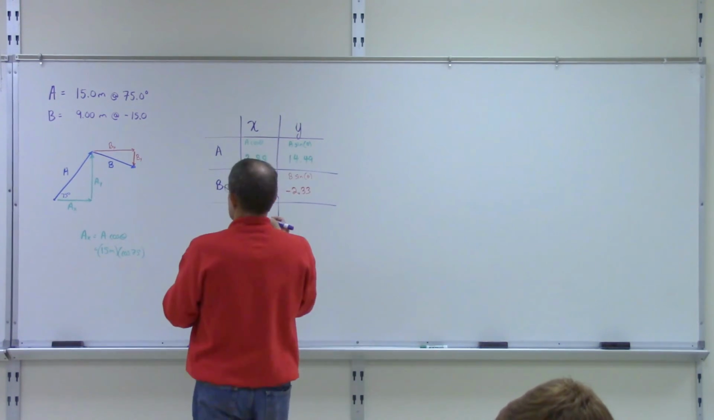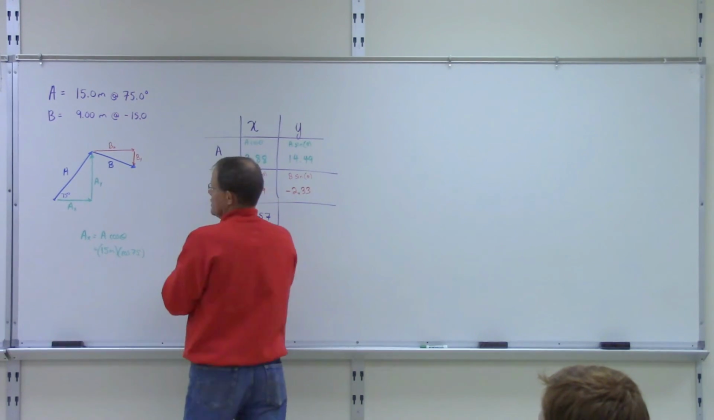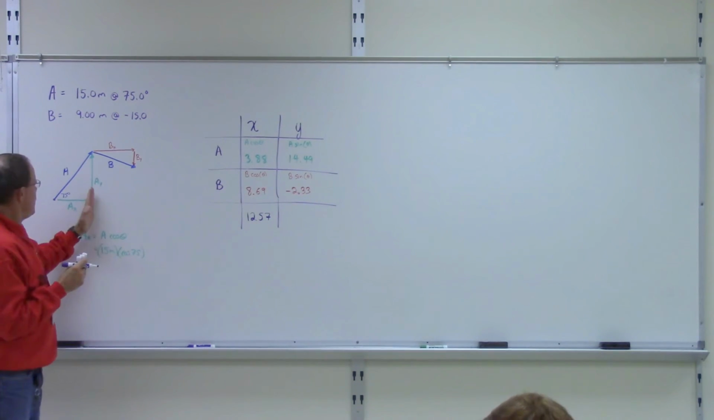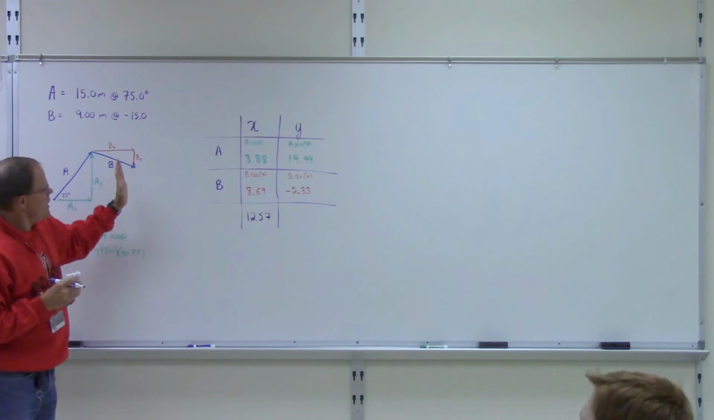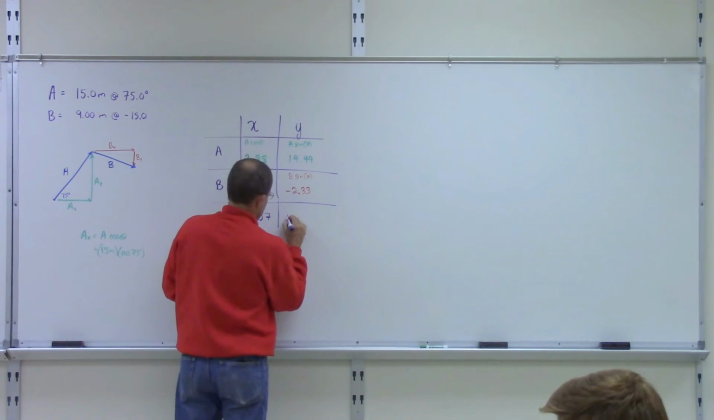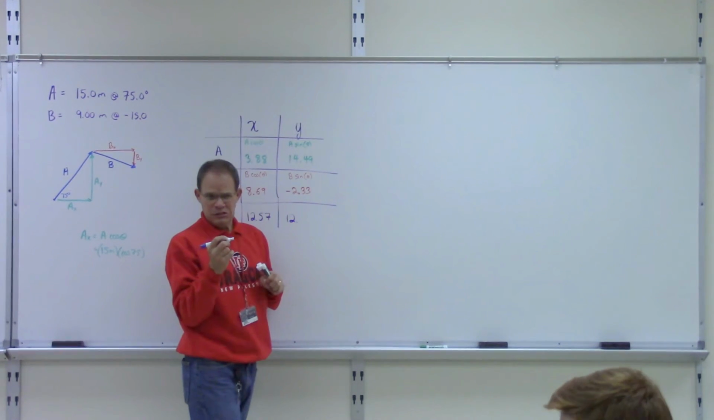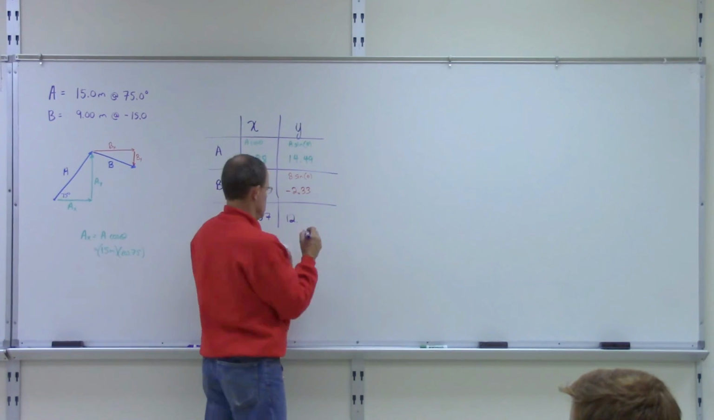12.57. So when I add these, I get 12.57. So I go over 3.88 over 8.69. So I end up over 12.57. And I go up 12.16 or 06. 16.